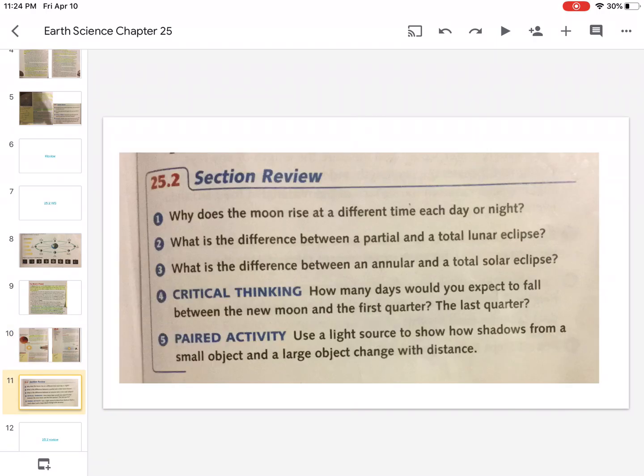And then it asks the last quarter. So again, if you're going from the new moon and you want to go all the way to the first quarter, you're going to find that. And then we said that was 7 days. And then to the last quarter, because the arrows are going one way, that would be 7 plus 7 plus 7. So 7 times 3 is 21.